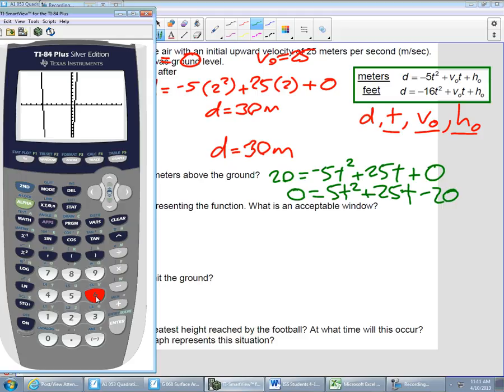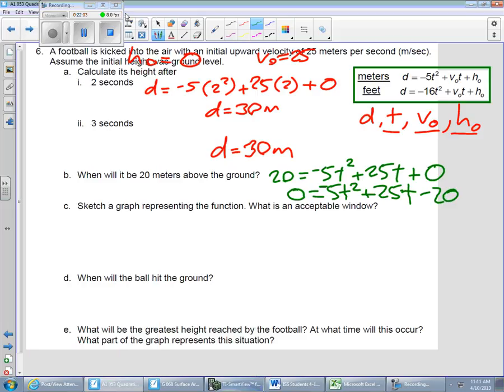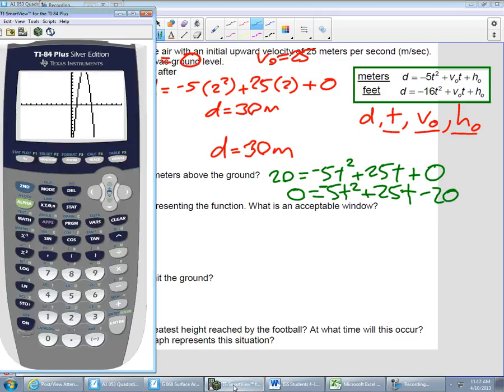Oops, I forgot to copy my equation correctly. It wasn't 5x squared, it was negative 5x squared. Let's have a look at it now. That looks a little better. The question is, when will it be 20 meters off of the ground? Well, we've got the equation typed in. We have two possibilities.